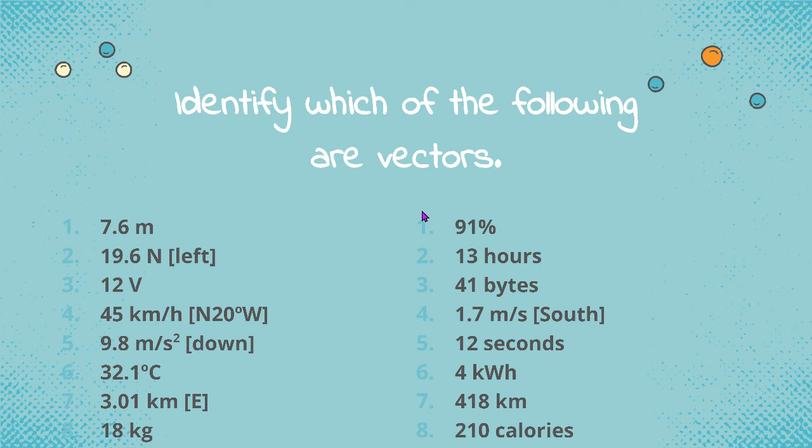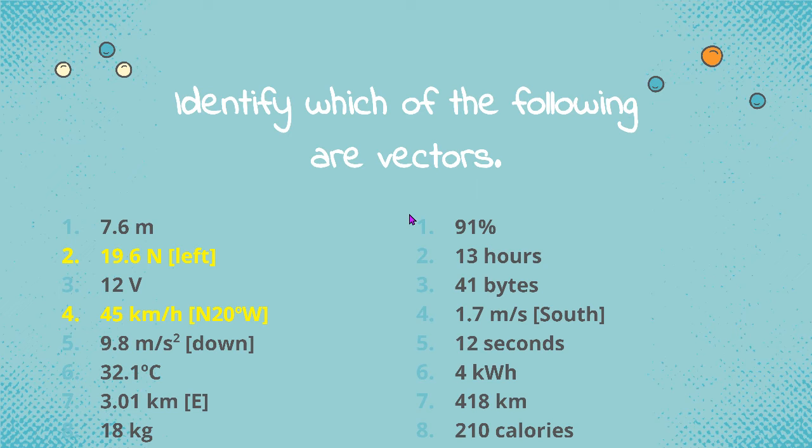So let's identify some vectors. All right, so what's the first vector? All right, so the 19.6 north to the left. There you go. What's the second one? All right, so 45 kilometers per hour north, 20 degrees west. Do we have another vector? All right, so 9.8 meters per second squared down. Okay, 3.01 kilometers east. And right here, 1.7 meters per second south, and I didn't highlight that one. So 1.7 meters per second south.